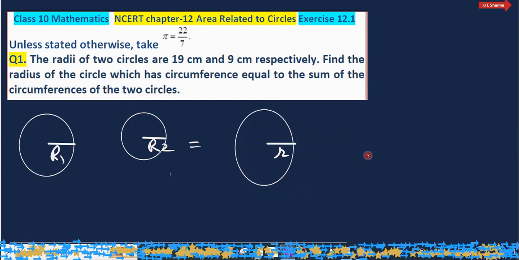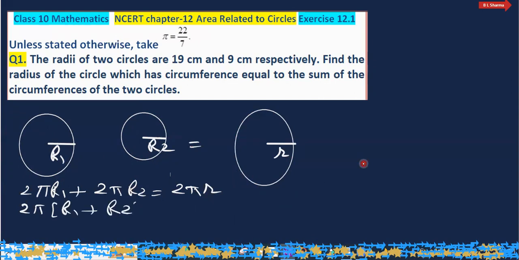Yes, so circumference of a circle is given by 2 pi radius. Circumference of the circle with radius r1 is 2 pi r1, circumference of the circle with radius r2 is 2 pi r2, and the circumference of the circle with radius r is given by 2 pi r. ये दे रखा है कि ये जो two circles है, इसका circumference plus इसका circumference, that is equal to the circumference of this circle. You can take 2 pi common.